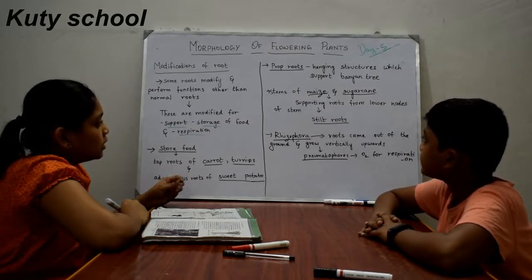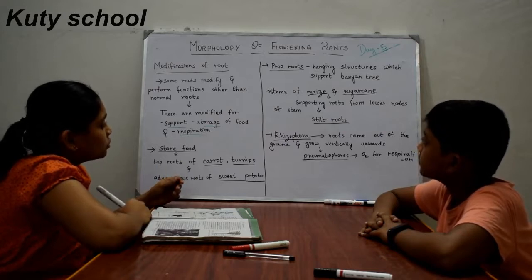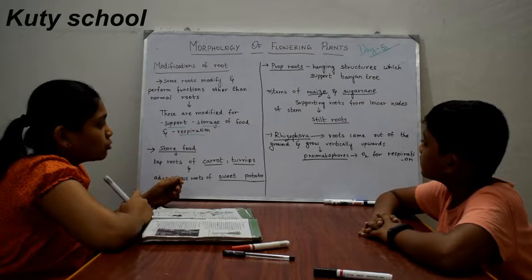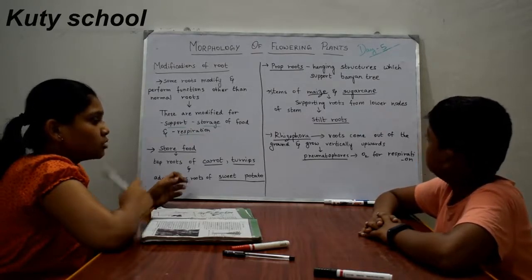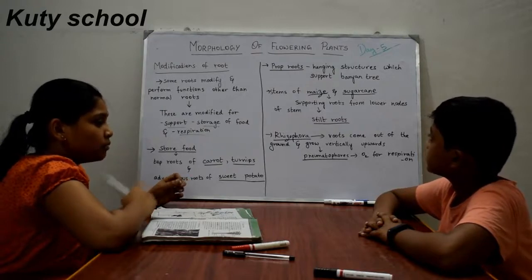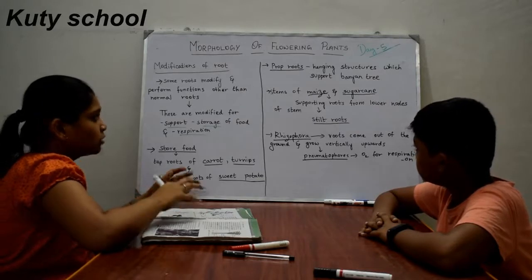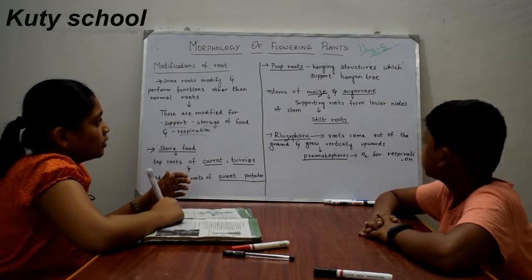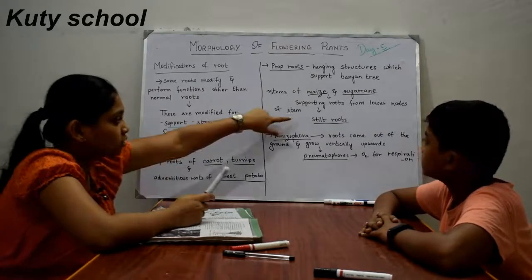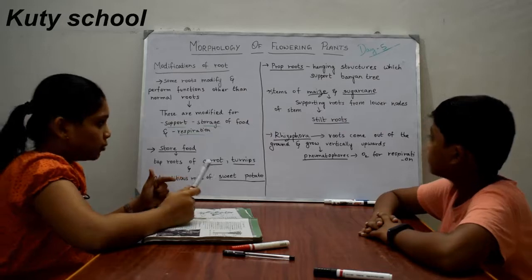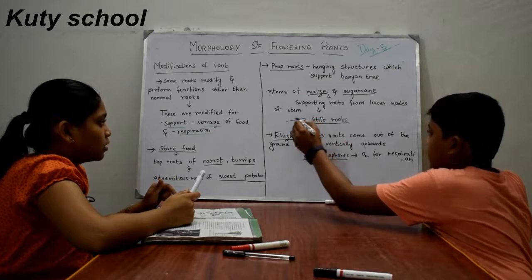Now we are seeing support. For support, some roots are called prop roots. These are hanging structures which support the banyan tree. In the banyan tree the roots are hanging, and those roots are called prop roots. It is for support. The second kind is known as stilt roots. Prop roots are for support, and stilt roots are also for support.